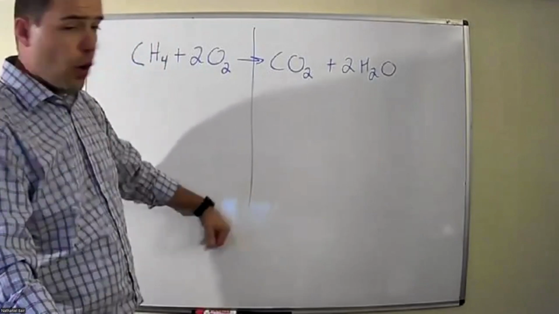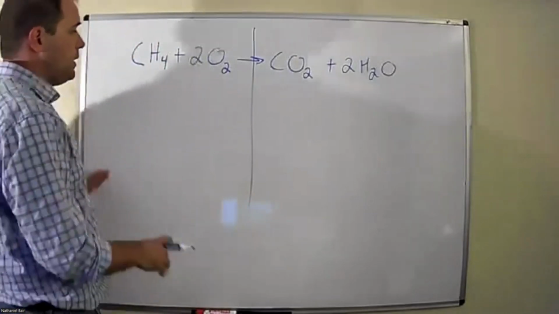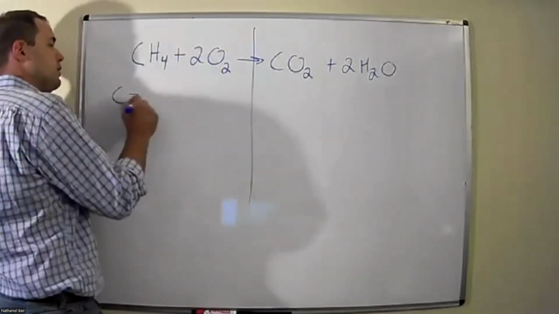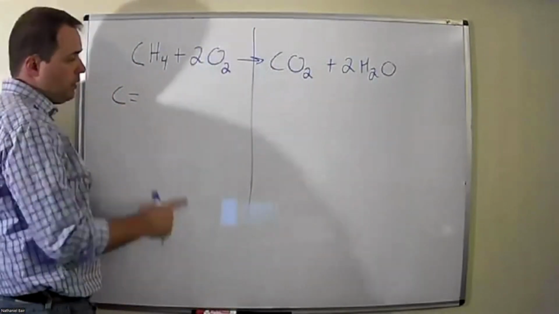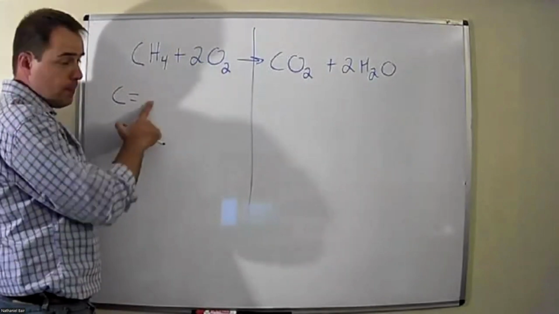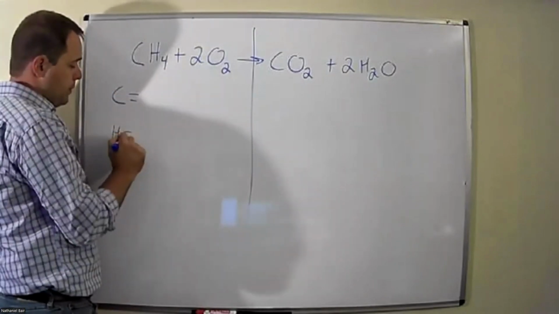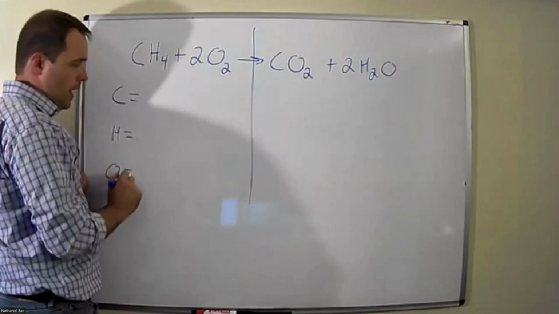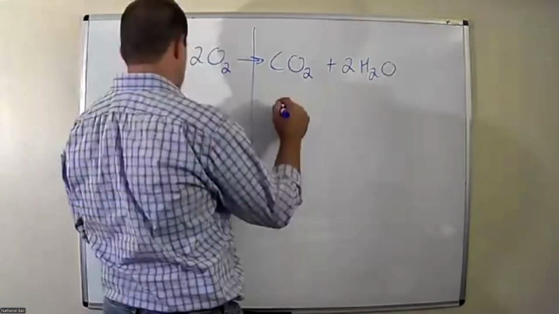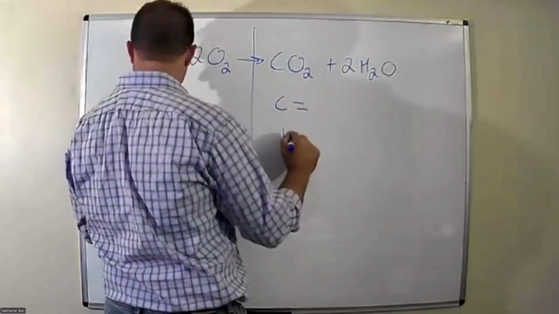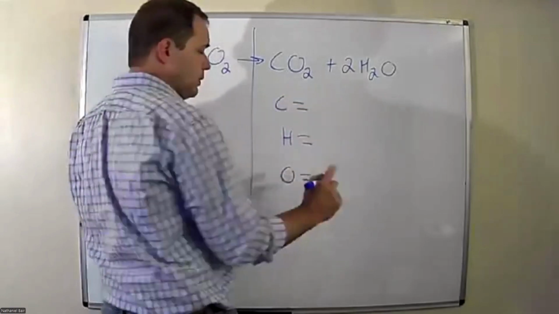Okay, so here's what we need to do. We need to assign the oxidation states. I like to draw a line right down through the reaction arrow. We need to assign the oxidation state of carbon, of hydrogen, and of oxygen on the reactant side. And then on the product side, we need to assign the oxidation state of carbon, hydrogen, and oxygen. But there's a problem.